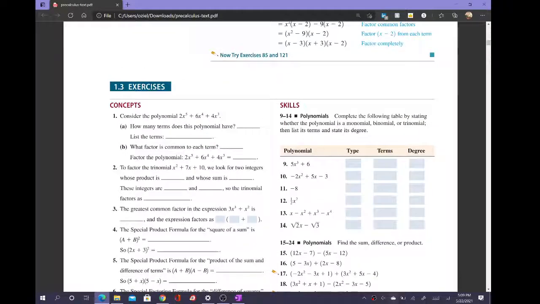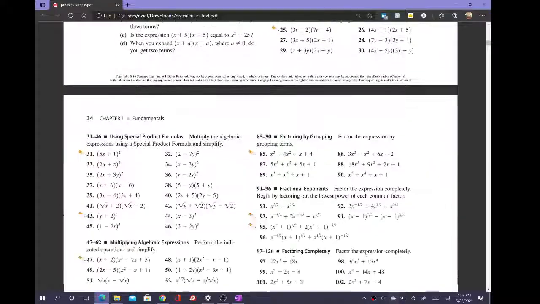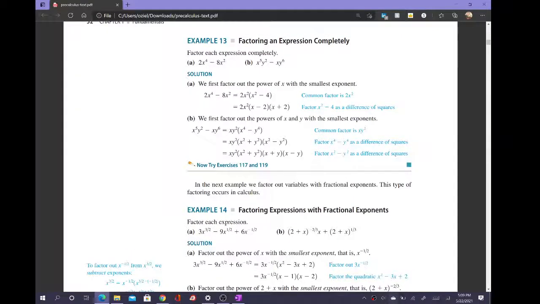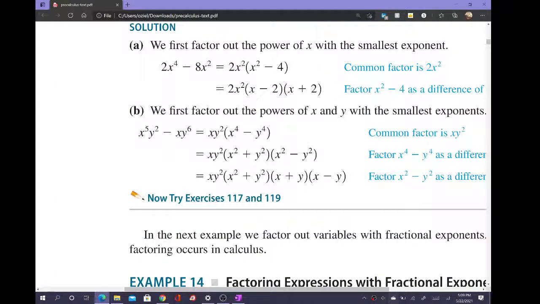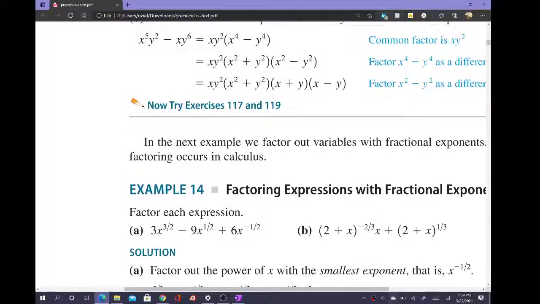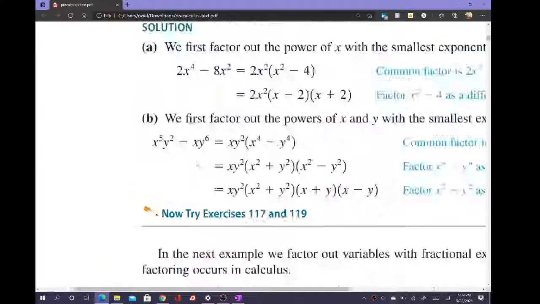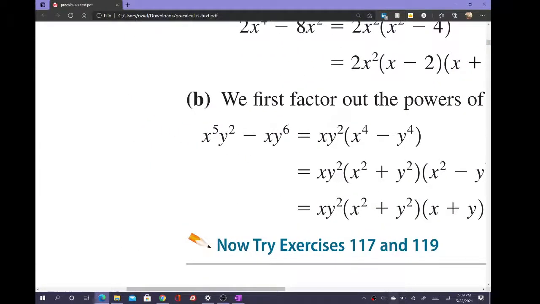I did not go over the exercises in this section because I just wanted to teach it in my own way. We're going to do just one more, and that'll be it for this video. So let's do this one here.